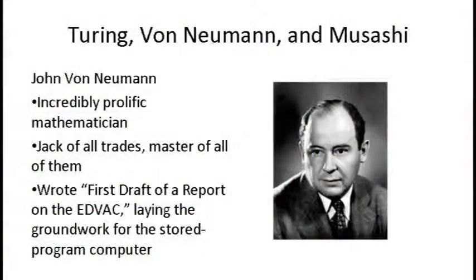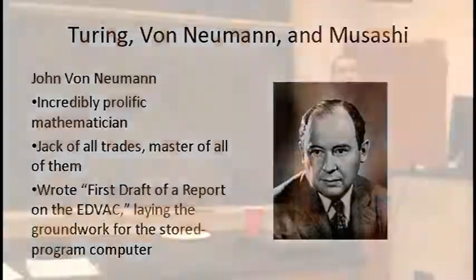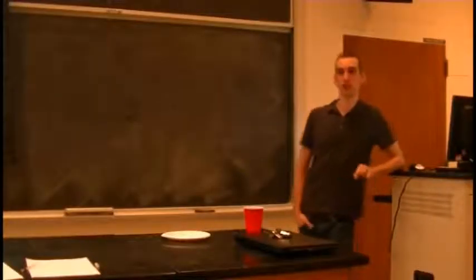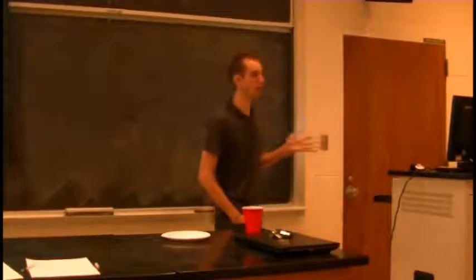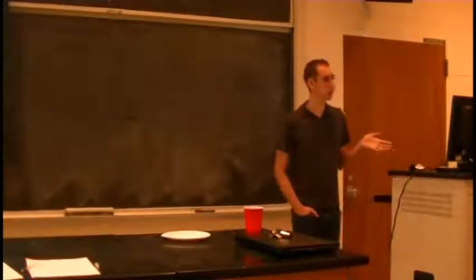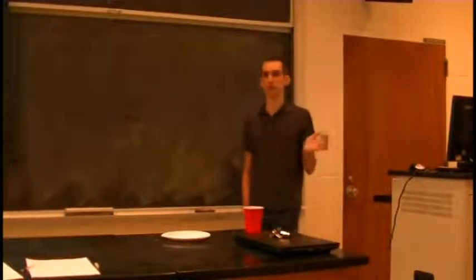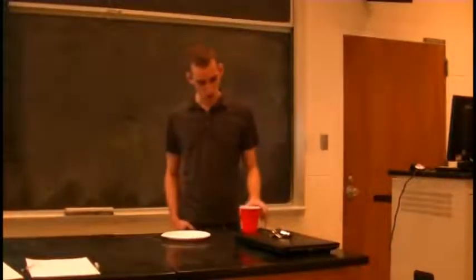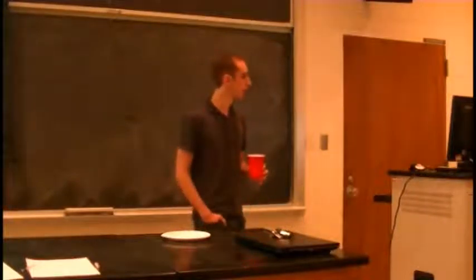This man is John von Neumann. Now, von Neumann was not like Turing in that he wasn't necessarily as interested in computability theory, but von Neumann was an incredibly prolific mathematician, logician, mathemagician. He did everything. He made contributions to ergodic theory. He made contributions to explosives theory. He was all over the place as far as his studies were concerned.